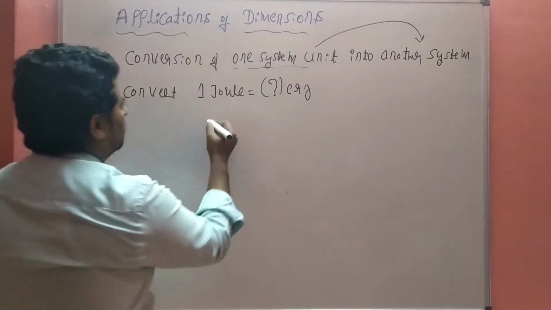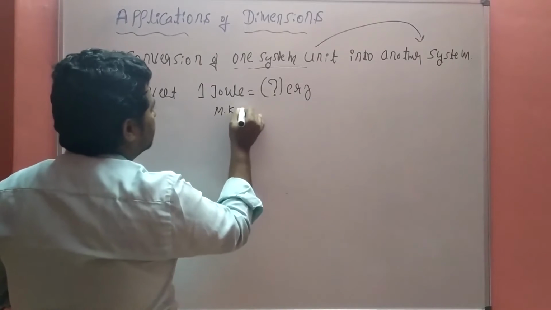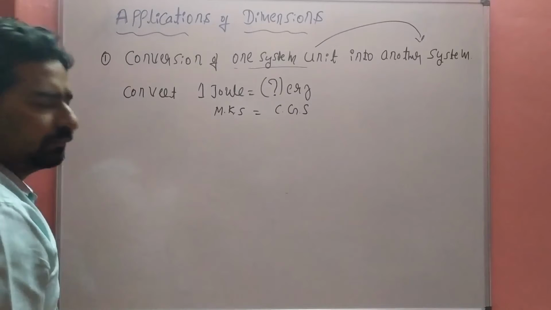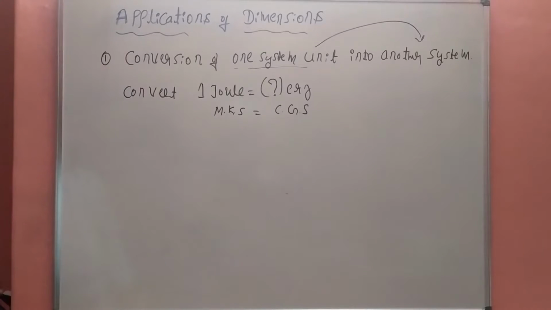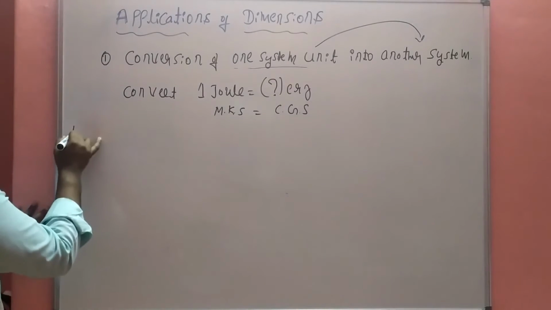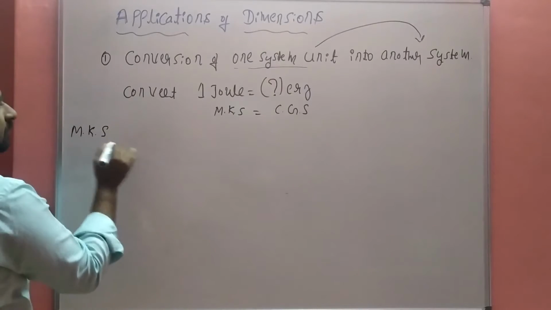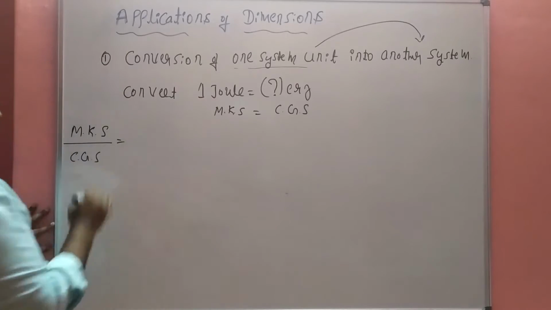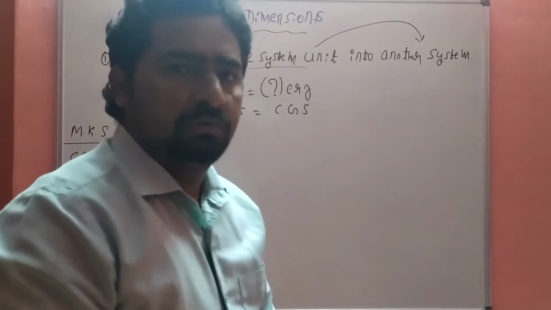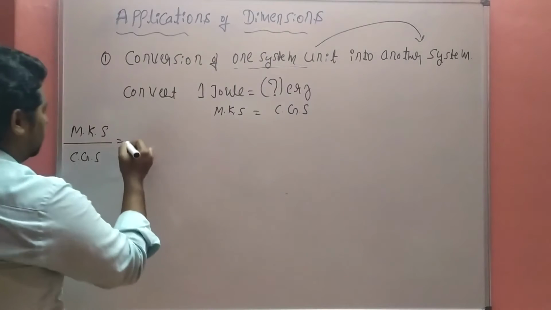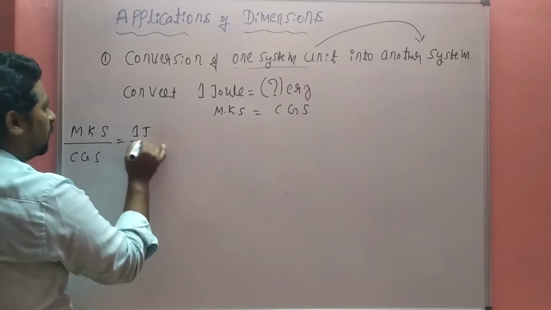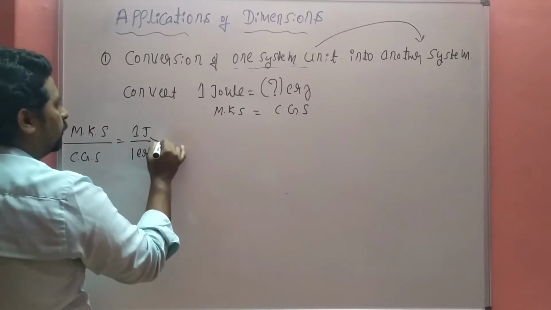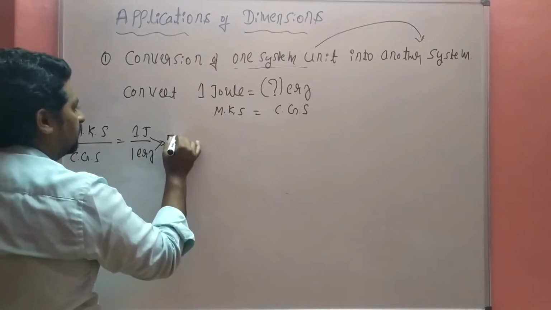So this is which system? This is the MKS system. And this is which system? The CGS system. Step number 1: MKS divided by CGS system. Joule is the unit, and erg is the unit; both are units of energy.